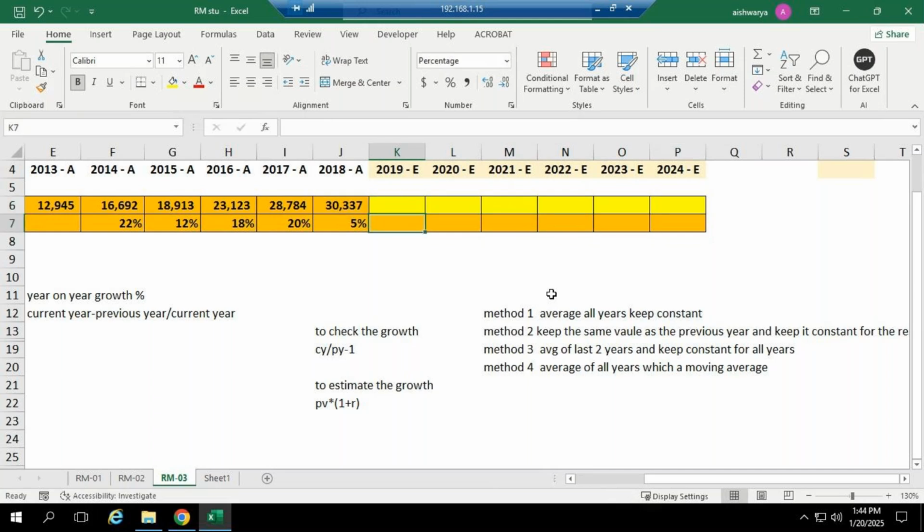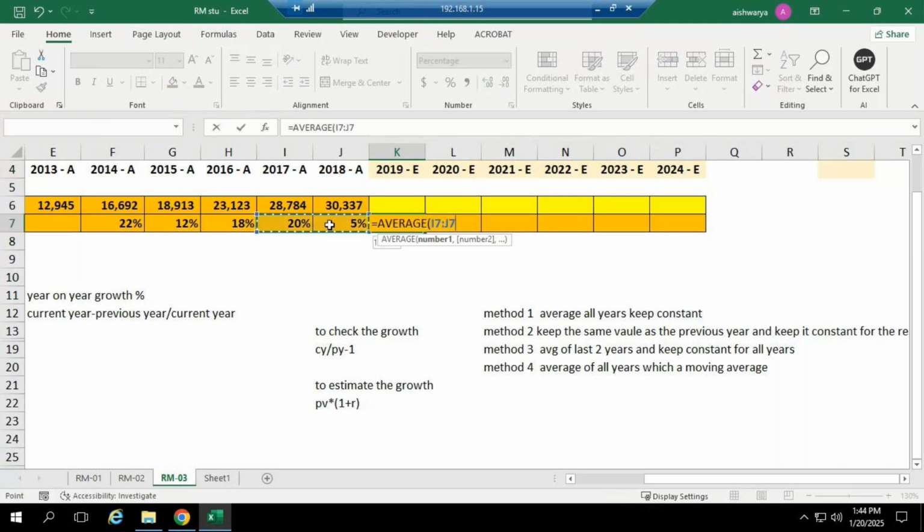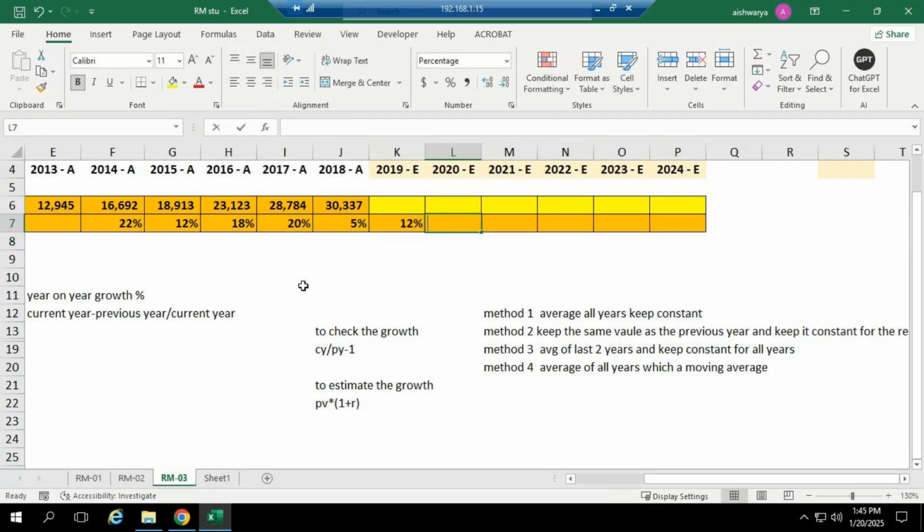The third method is average of last 2 years and keep constant for all years. Now is equal to average, open bracket, and you select only the last 2 years, and then close the bracket, enter. So now you keep constant for the rest of the years. So that means the 12%. That's all.